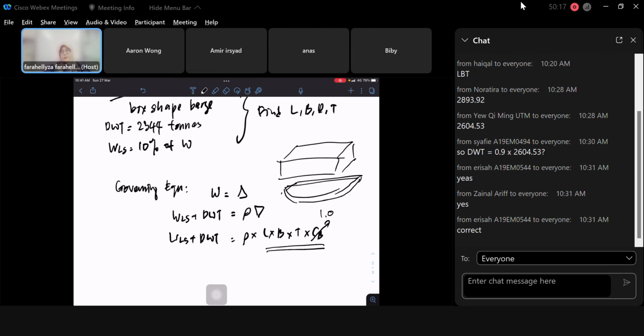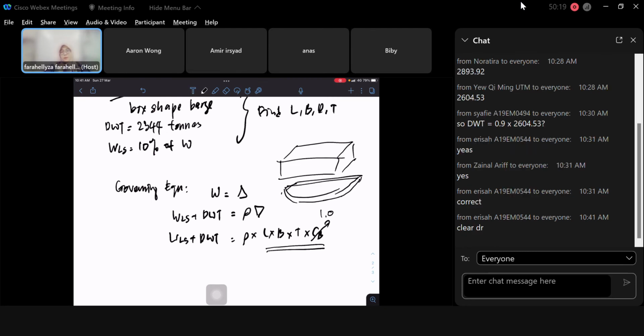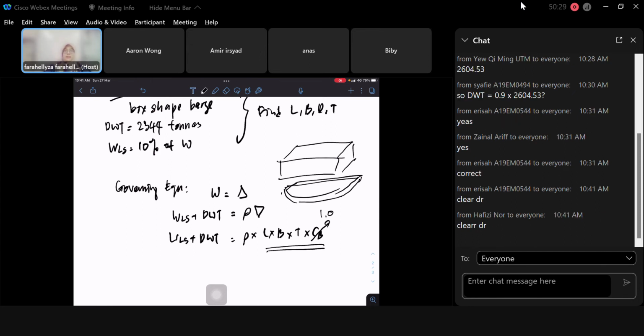Can I have a response from those coming from SKMO? Because at the moment I only see from SMO. Yeah, so I need to know that our friends from SKMO are also clear about this. Yeah, so you cannot apply L times B times T. Even those from SEMO, actually some still apply L times B times T for ship type. Yeah, so you cannot apply L times B times T for ship.